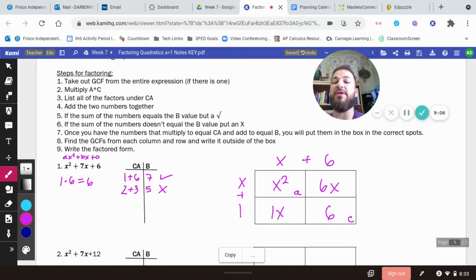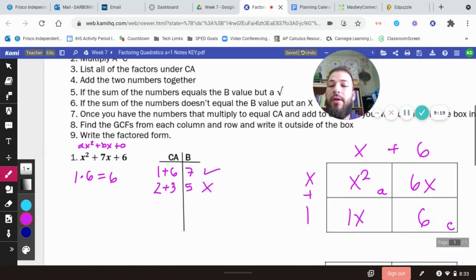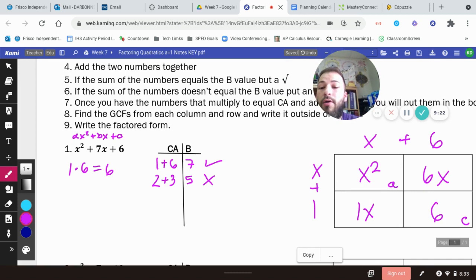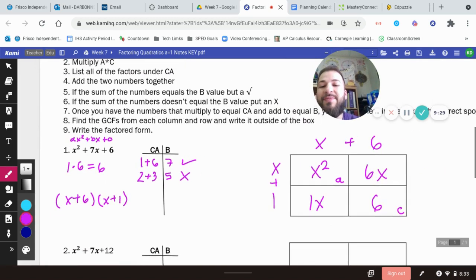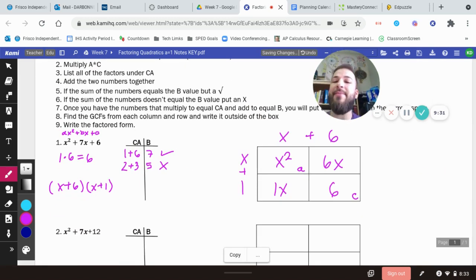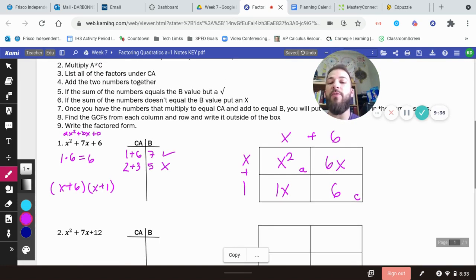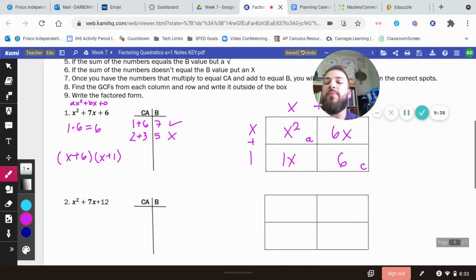Notice how, just like we've done the box method before, x times x is x squared, x times 1 is 1x, x times 6 is 6x, and 1 times 6 is 6. So our factors for this one are x plus 6 and x plus 1. And that is the CAB method. It's a lot of moving parts, but you're going to get better at them as we work through it.